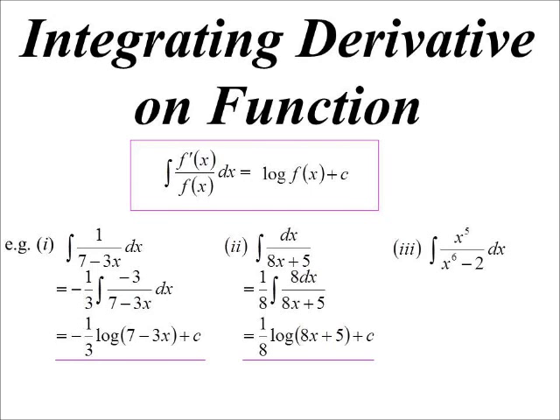Oh, hang on, wait. x to the power of 6 minus 2 on the bottom. What's the derivative of x to the power of 6 minus 2? I've only got 1x to the power of 5. What should I do? Multiply the top by 6 and then you put a 6 out the front. Sounds like a plan. Okay, so we've got 1/6, 6x to the power of 5 on x to the power of 6 minus 2. We have derivative on function, 1/6 the log of x to the power of 6 minus 2.